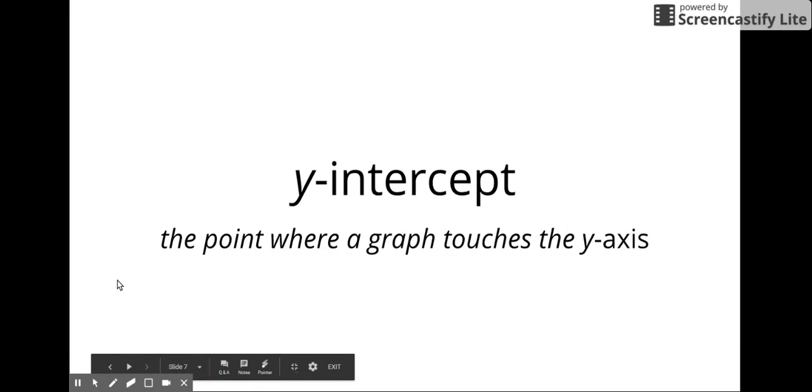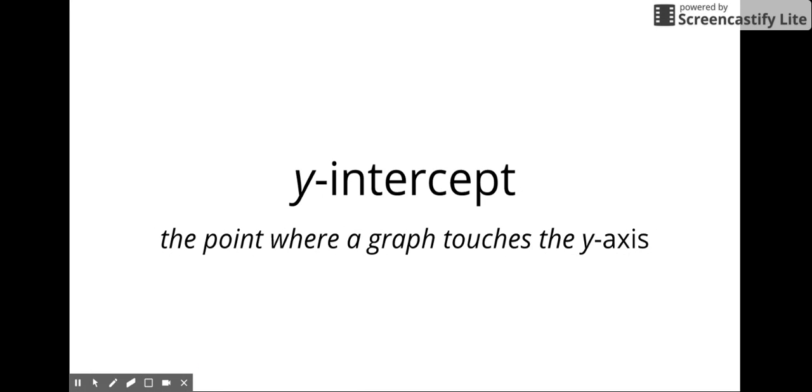So don't forget that y-intercepts are points on the y-axis. That's where your graph touches the y-axis. It can be where your graph crosses it. And you always want to write it as a coordinate where the x value is 0.